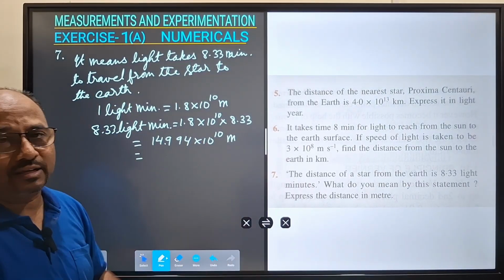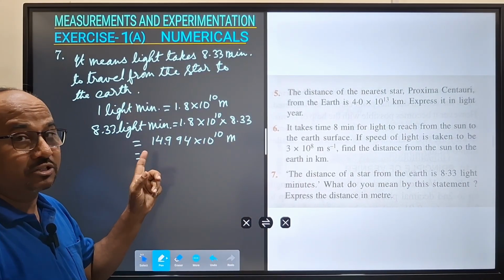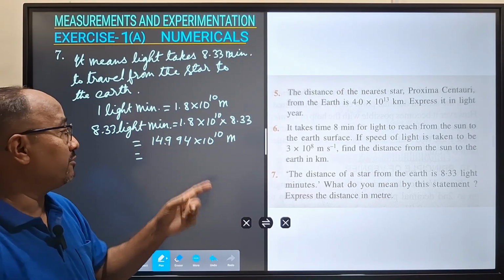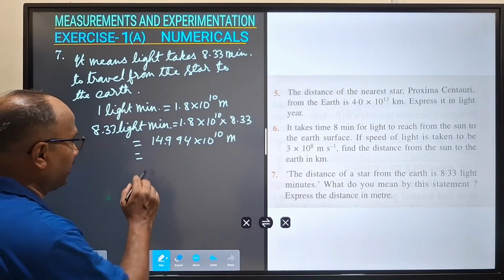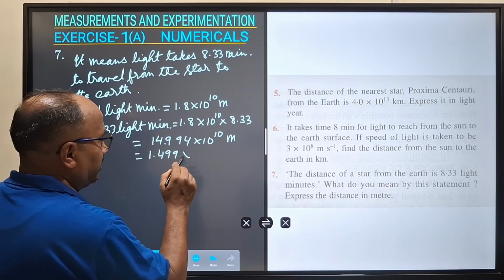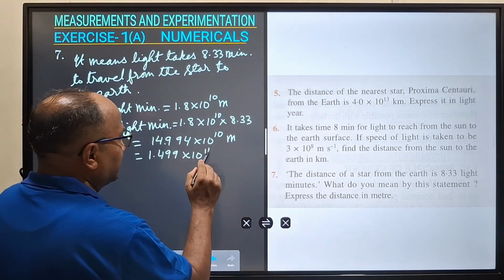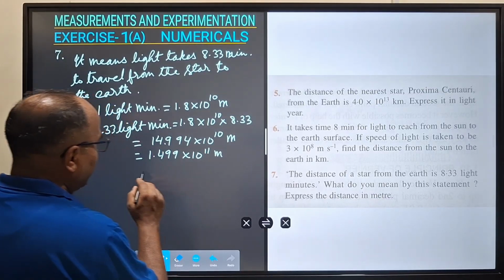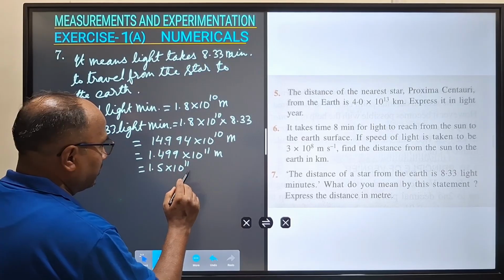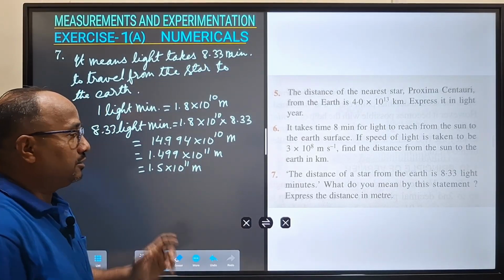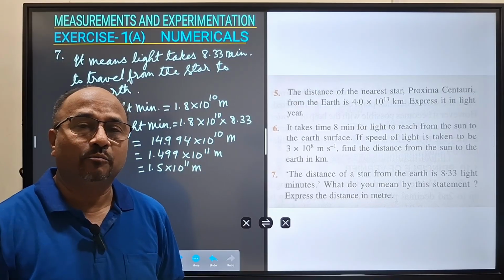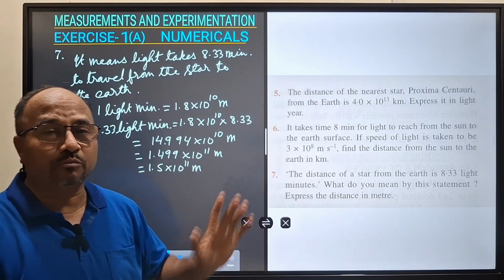But because we are writing in scientific notation, the decimal should be between 1 and 9. So I have to make it 1 place backward, which means the power will increase by 1. So I will write it as 1.499 into 10 to the power 11. So let us round it off, 1.5 into 10 to the power 11 meter. So this is the distance of 8.3 light minutes converted into meter.